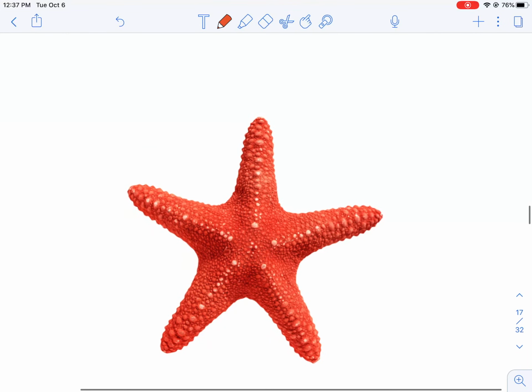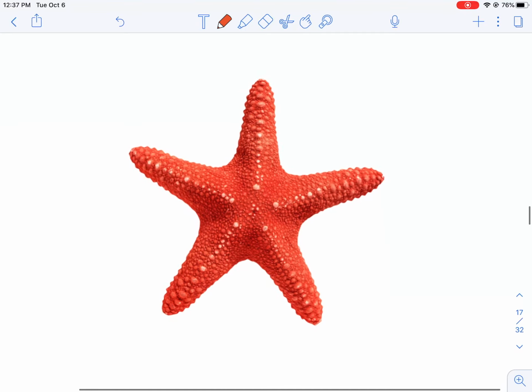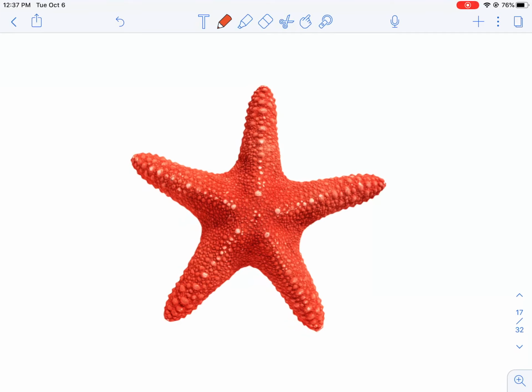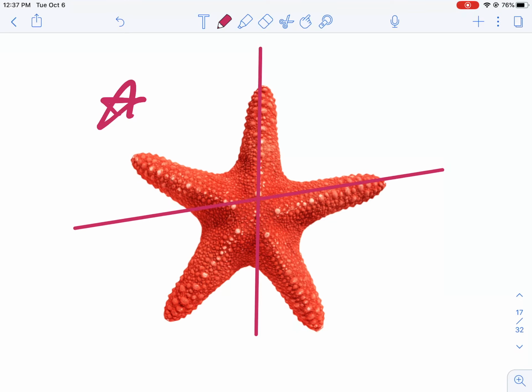All right, and then let's look at our starfish. This is something you guys might have seen in the real world. Here we have our starfish. So let's ask ourselves, does this have vertical or horizontal symmetry? So if you look, we could definitely have vertical symmetry here. My line, right? We don't have horizontal symmetry here, but what we do have is something sort of neat.